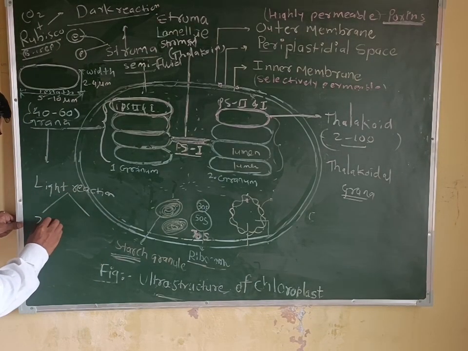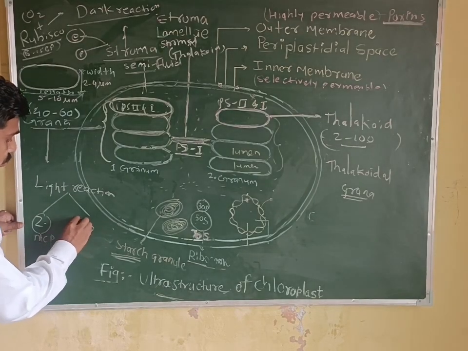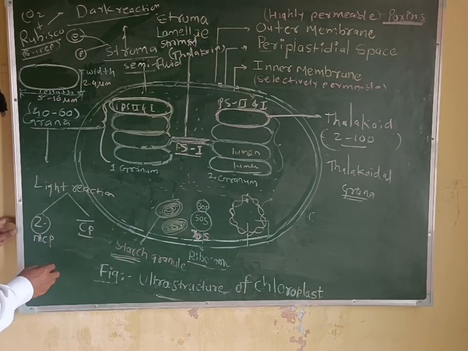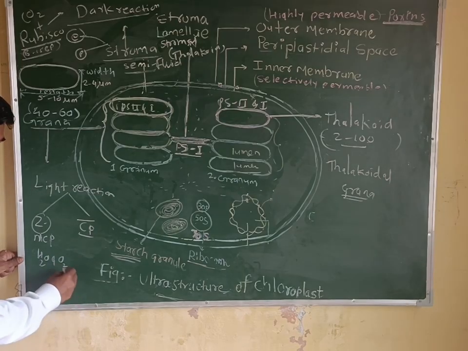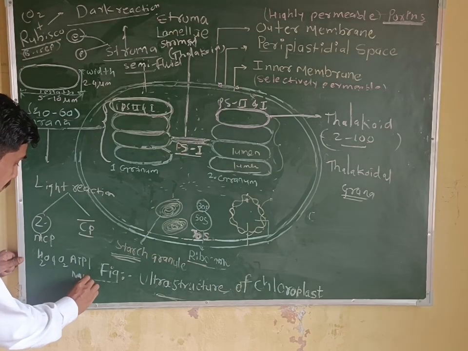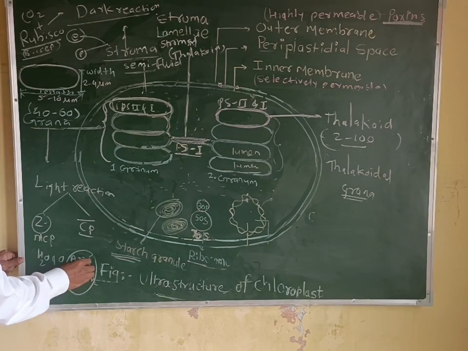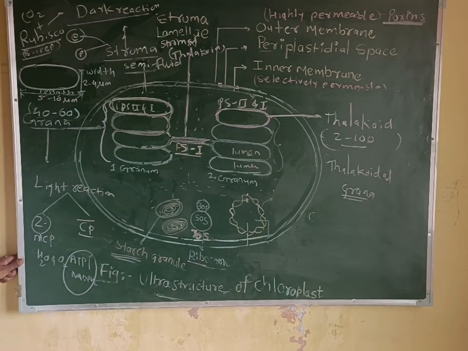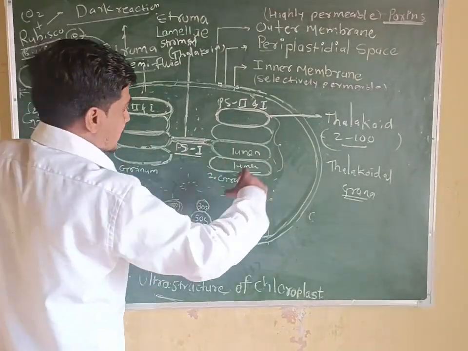First one is the Z scheme, that is the non-cyclic photophosphorylation, and the second one is the cyclic photophosphorylation. In the light reaction, photolysis of water occurs with evolution of oxygen, and ATP and NADPH2 are formed. The ATP and NADPH2 are used in the dark reaction. After that we will discuss the important structures present inside the stroma.